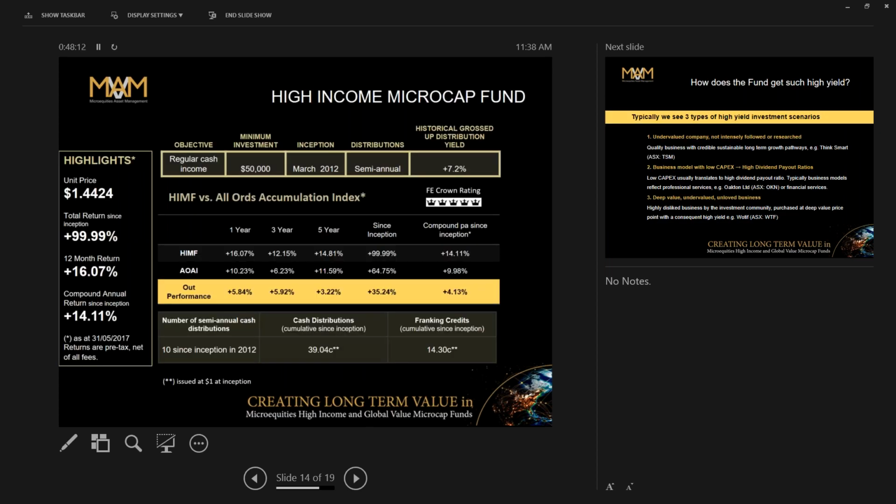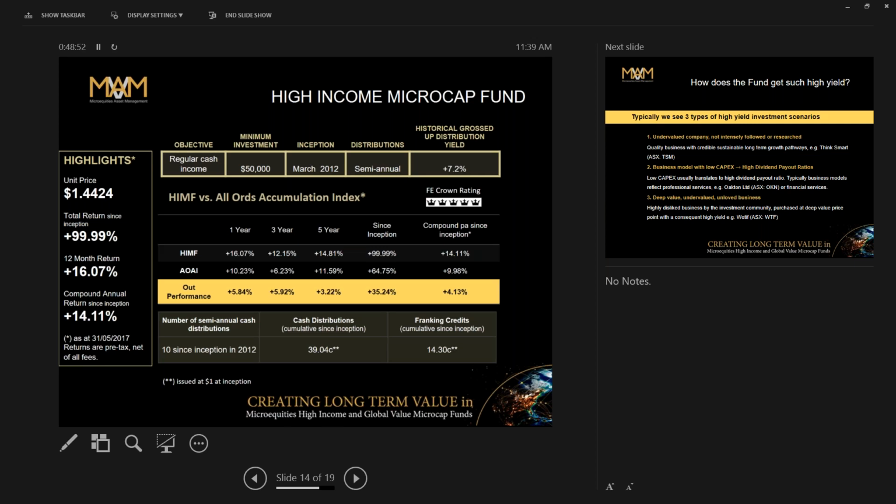I'm now going to shift and talk about our High Income Value Microcap Fund. Now, the title probably is a bit of a misnomer, because the title of this fund, High Income, kind of concentrates on the term income. But in reality, this fund is actually a capital growth income fund. The objective or the mandate of this fund is to deliver long-term capital growth, but to also supplement that capital growth with regular cash distributions. And this fund pays out an extraordinarily high cash distribution. It pays out cash distributions every 6 months.